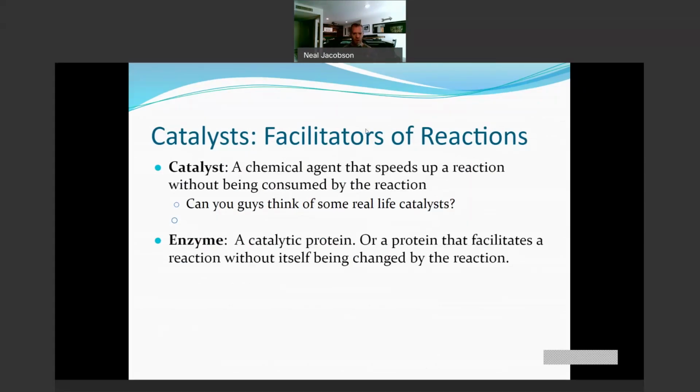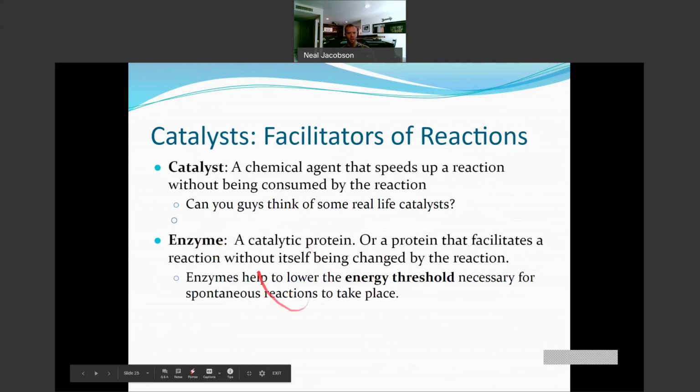Okay. All right, so an enzyme is a catalytic protein. Okay, it's a protein that facilitates a reaction. We know that proteins do a lot in the cell. We know you've got transmembrane proteins, you've got transport proteins, all kinds of proteins. Enzymes are a specific type of protein that help to facilitate reactions.